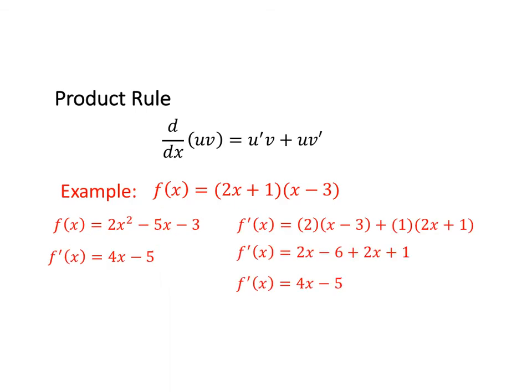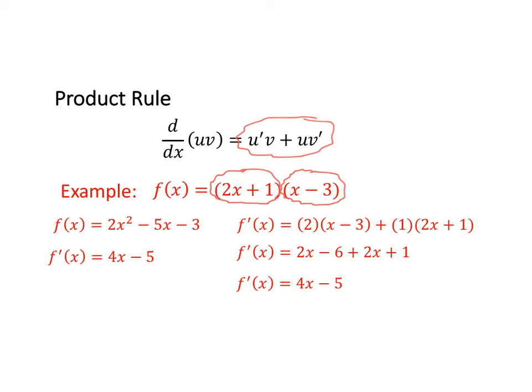Now, however, if I used the product rule, which we got up here, of u prime v plus uv prime, where this first term is u, so this would be u right here, and the second term is v, and this would be v right here. So the derivative of the first, well, the derivative of 2x plus 1 is simply 2 times x minus 3, plus 2x plus 1 times the derivative of the second. Well, the derivative of x minus 3 is 1.